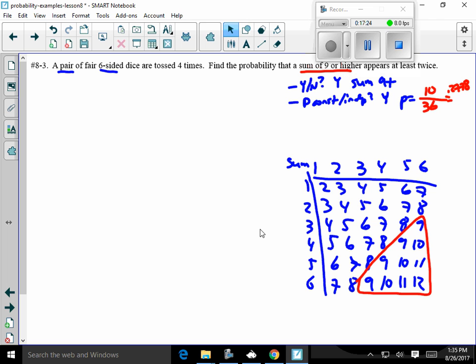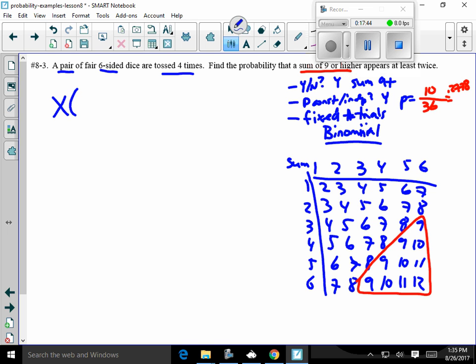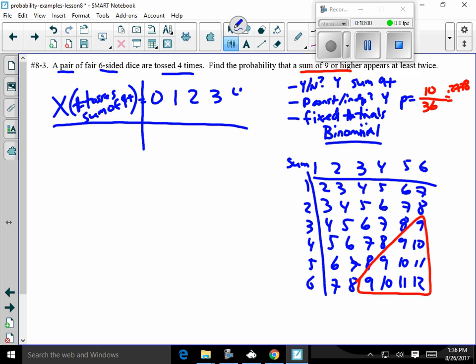Okay? And then the last one is, do I have a fixed number of times? Well, we're tossing specifically 4 times. So we do have a fixed number of trials, right? And that means that we're talking about a binomial situation. Okay, so that gives us a strategy. That means the random variable is going to represent the number of tosses which have a sum of 9 or higher. And so the possible values of that would be we could have none of the tosses, 1 of the tosses, 2, 3, or all 4 of the tosses, right?